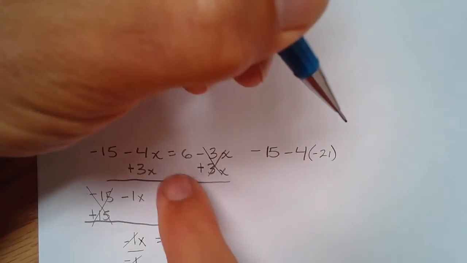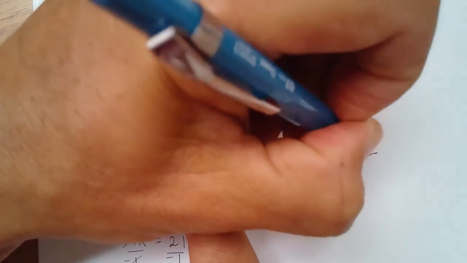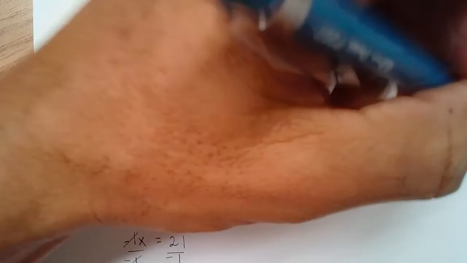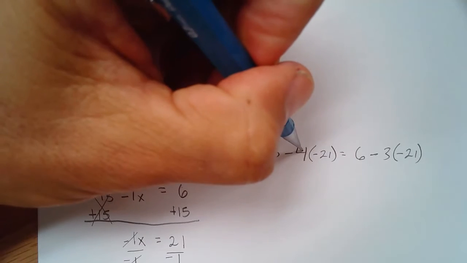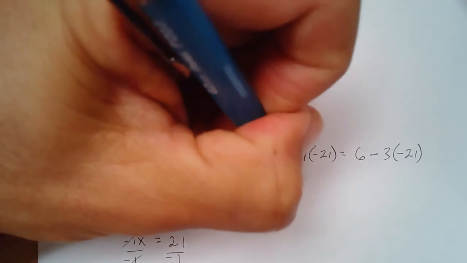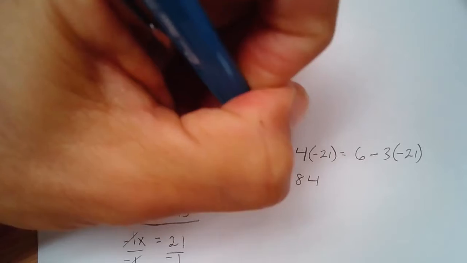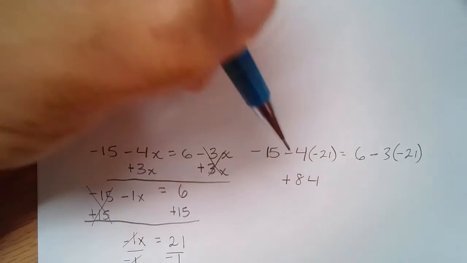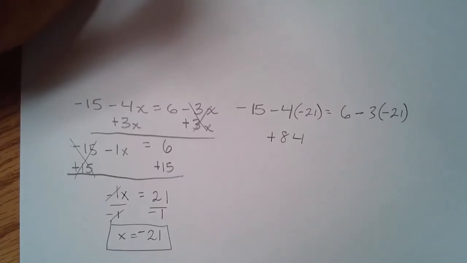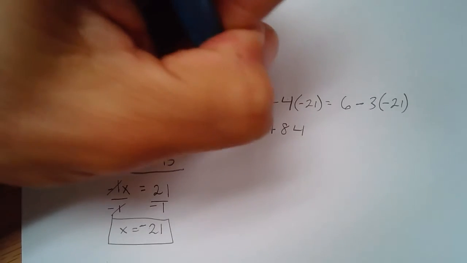And there you go. To check to make sure, we would have negative 15 minus 4 times x, which is negative 21. Is that equal to 6 minus 3 times negative 21? Well, let's see. 4 times negative 21, that's 84. That's negative 84. I might see that this is negative times negative is positive. And I'm just checking to make sure that my negative 21 is the correct answer.